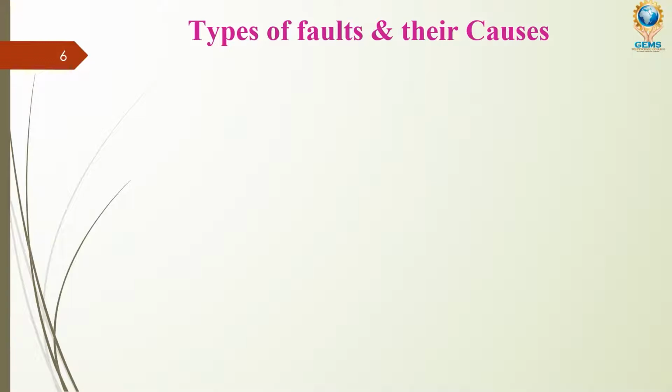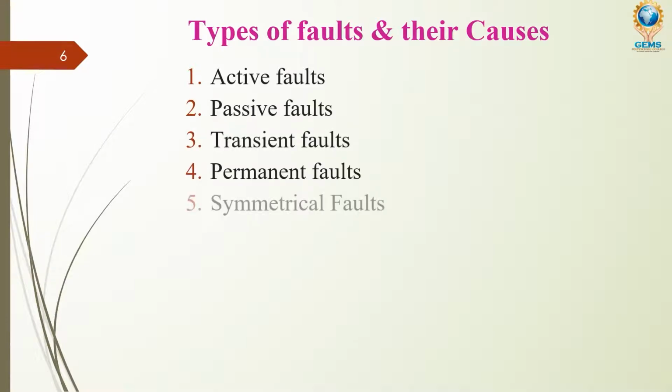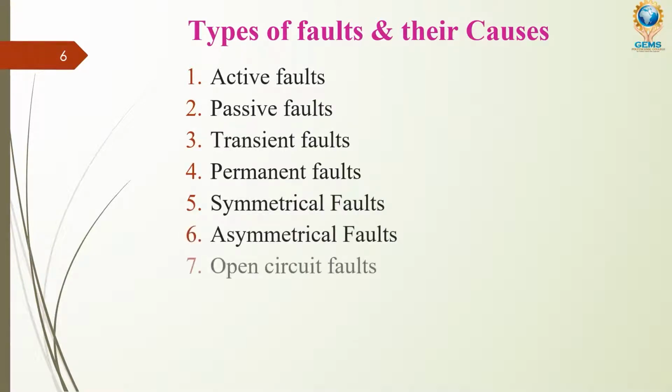Types of fault and the causes we will see. We have a total of 8 types of faults. First one is active fault, passive fault, transient fault, permanent fault, symmetrical fault, asymmetrical fault, open circuit fault, short circuit fault. Now we will see one by one.